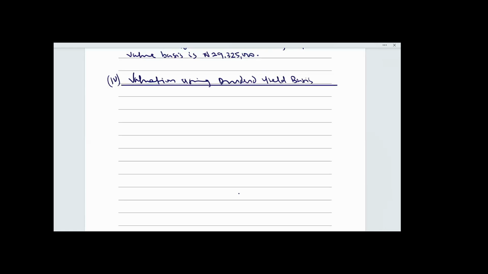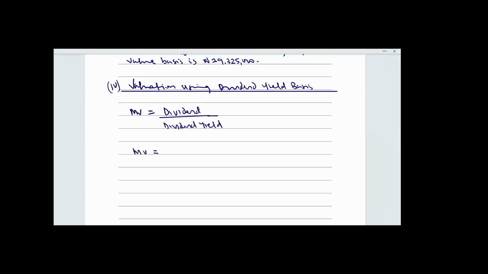So we have done this. This is the first one we solved today. So the market value using dividend yield will be equal to, in the question, we are not given anything like growth rate. So I can say market value is equal to dividend over dividend yield. Remember, dividend yield is the same thing as cost of equity. So since we are not given growth rates, this is the formula to use.